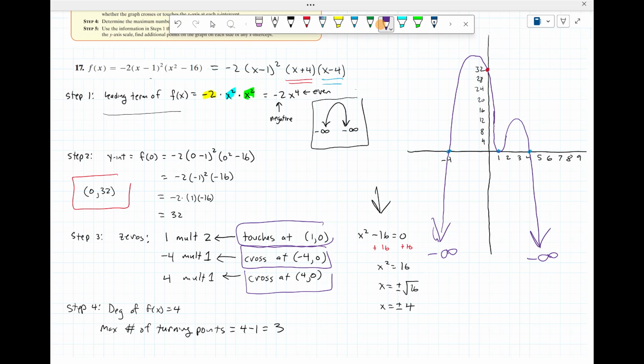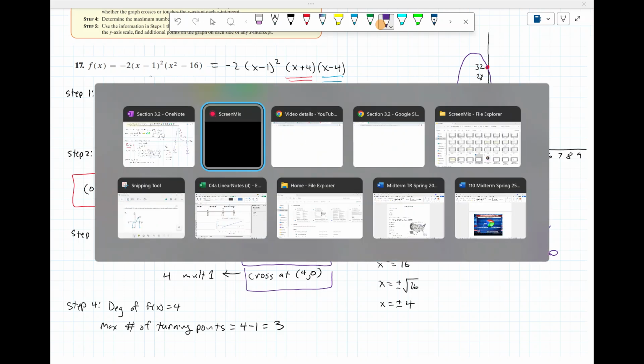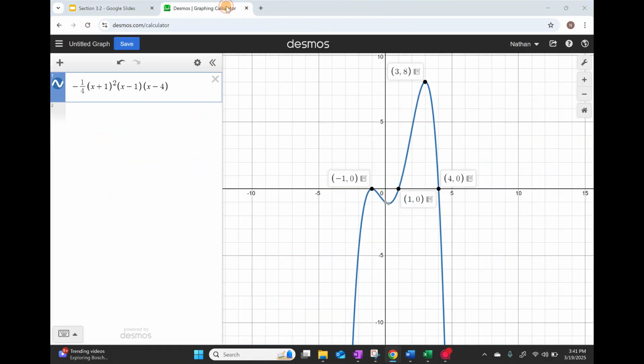And if you want to get more specific points to make your graph more accurate, we can definitely do that. But my suggestion would be to use your graphing calculator or use Desmos. So we're going to go to Desmos, and we're going to put in the graph.